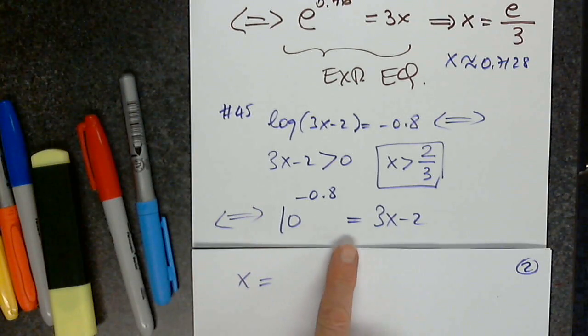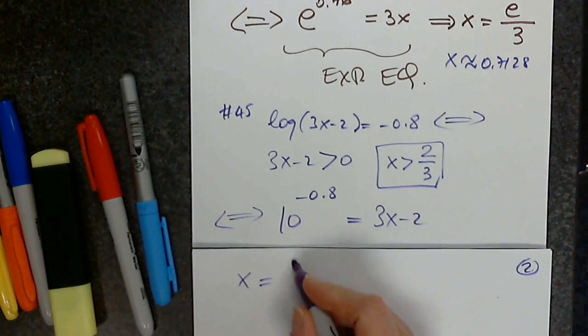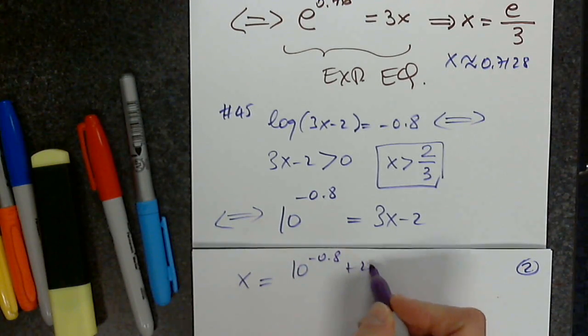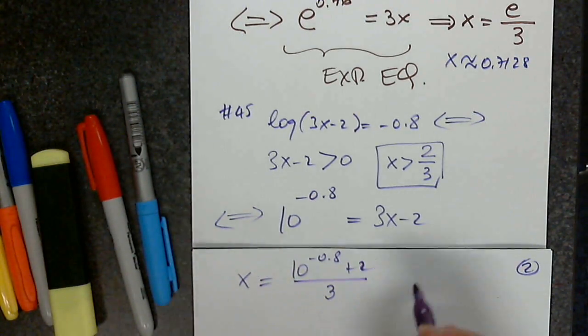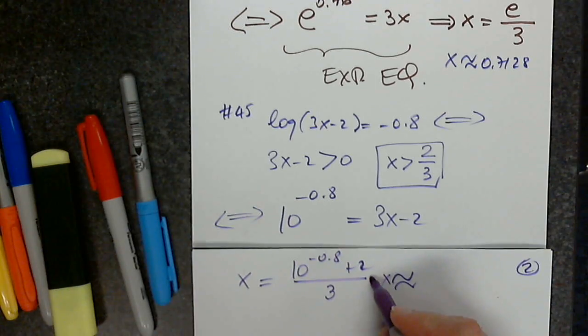So what will be the first step here? Add 2 and divide by 3. Very good. So this is 10 raised to negative 0.8. We add 2 and we divide everything by 3. And what is the approximation for x?